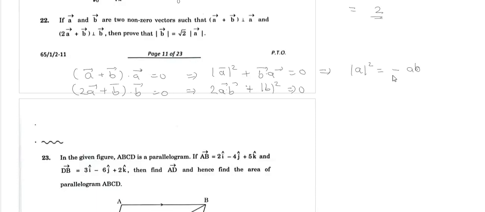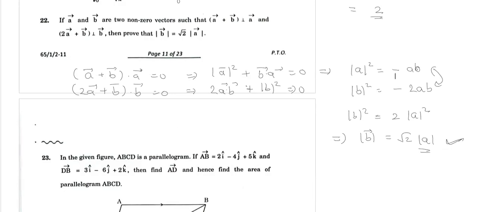Okay, this is minus AB, and this is minus 2AB. So if you combine both of these, you will get k square is equal to twice. So taking root on both sides, you will get k is equal to root 2, which was required, hence it is proved. Let us move to the next question now.